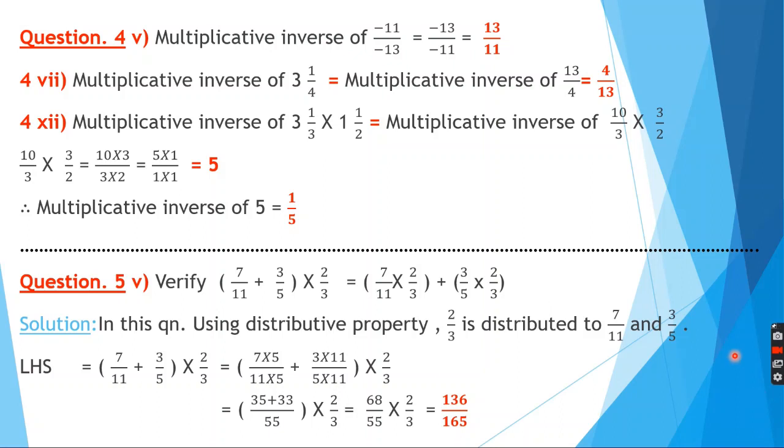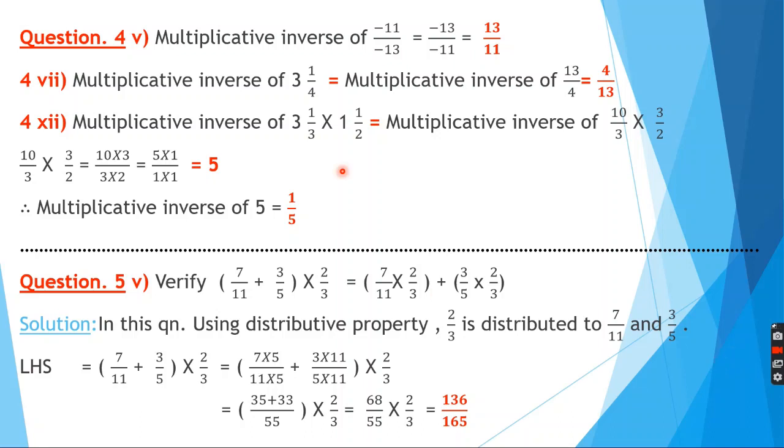Now question number 4, fifth part. The multiplicative inverse of minus 11 by minus 13. If you take it as it is, it is a positive rational number. But I am taking it as the multiplicative inverse, by the definition, that is the reciprocal, minus 13 by minus 11. When you change the sign, both the signs negative, we are getting it as 13 by 11, the multiplicative inverse of minus 11 by minus 13.